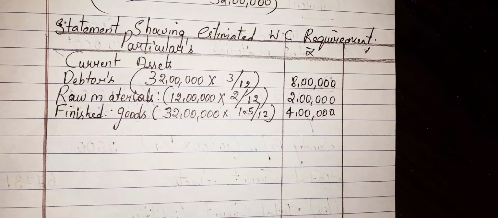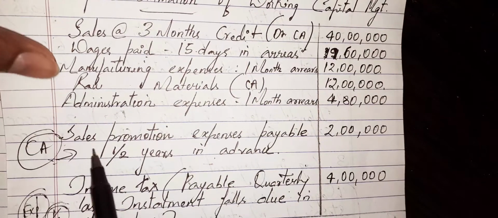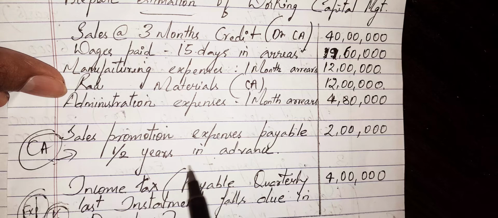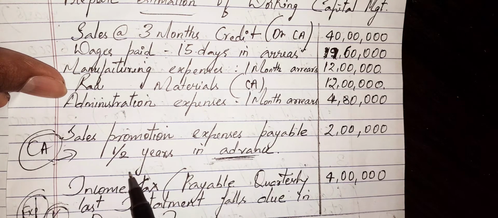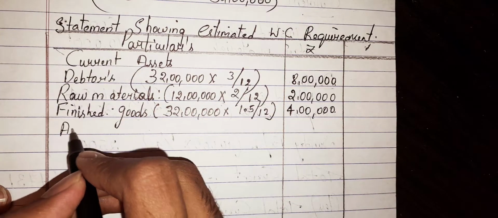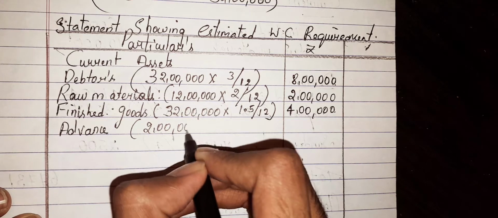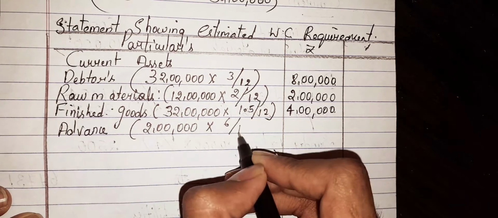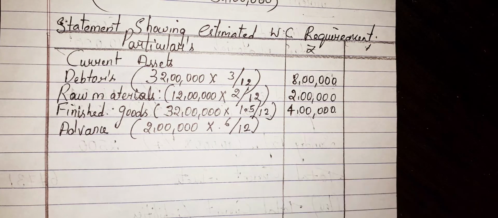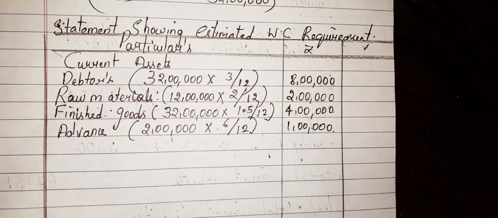Now let us see if any other information is there. Yes, we have sales promotion expenses payable in advance. So you have paid it in advance, for half year. Half year is nothing but 6 months, and full year is 12 months. So the value is 2 lakh rupees, and 6 by 12 of that will be 1 lakh rupees.